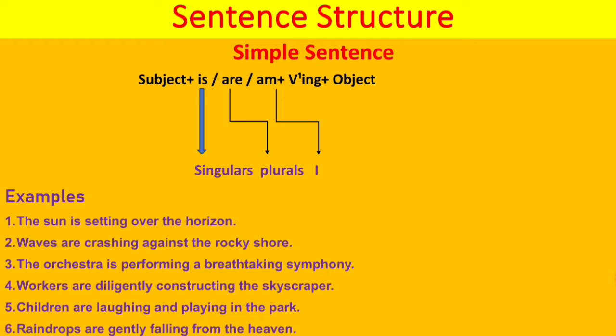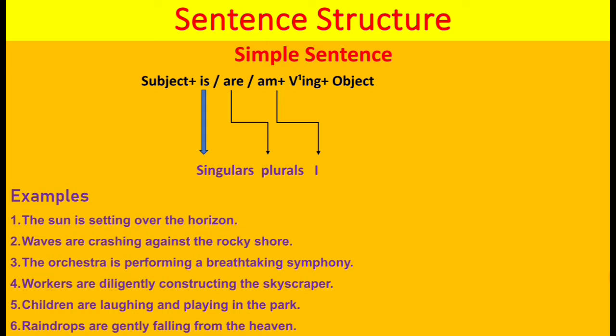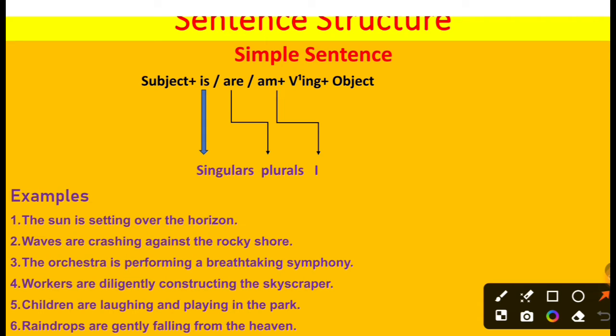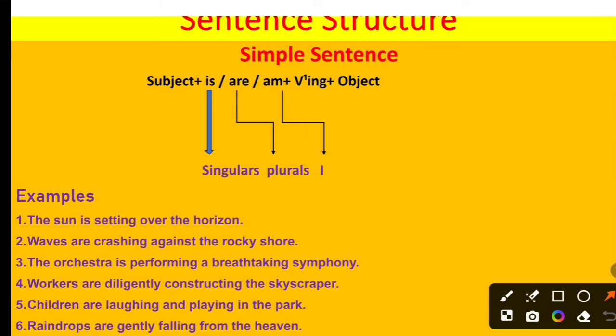Now we will see the sentence structure of present continuous tense. First of all, we will describe the sentence structure of simple sentence. In simple sentence, we have a subject, then there are the helping verbs is, are, am, the first form of verb with ing, and at the end the object is used. Is is used with singular nouns, are is used with plurals, and am is used with I.